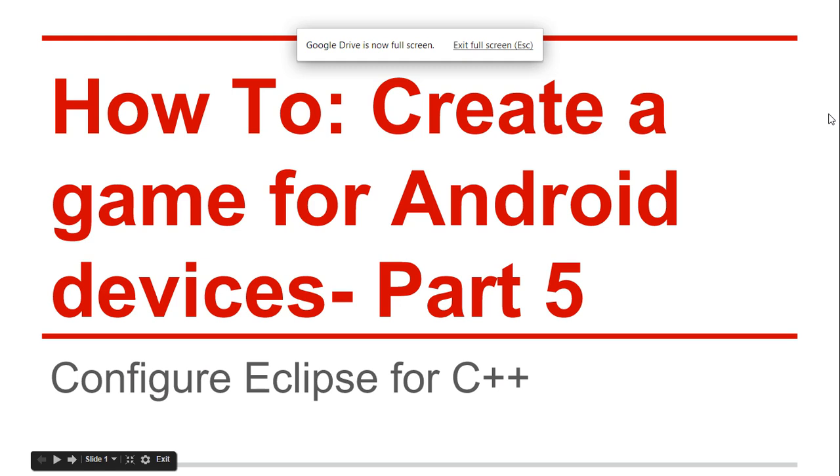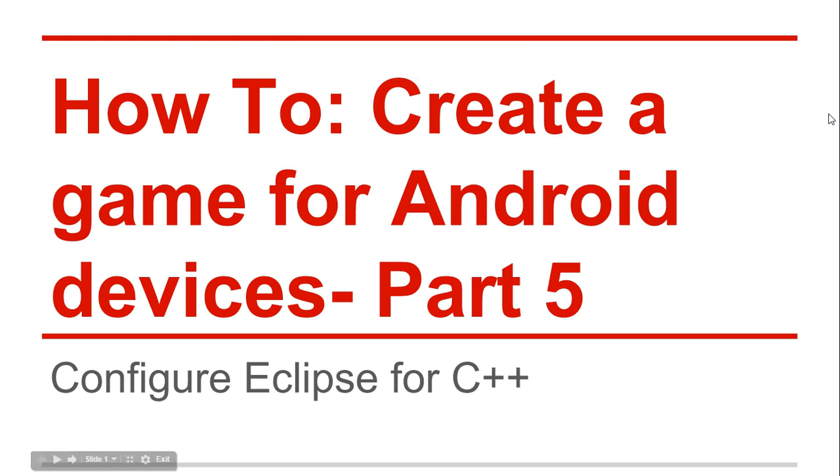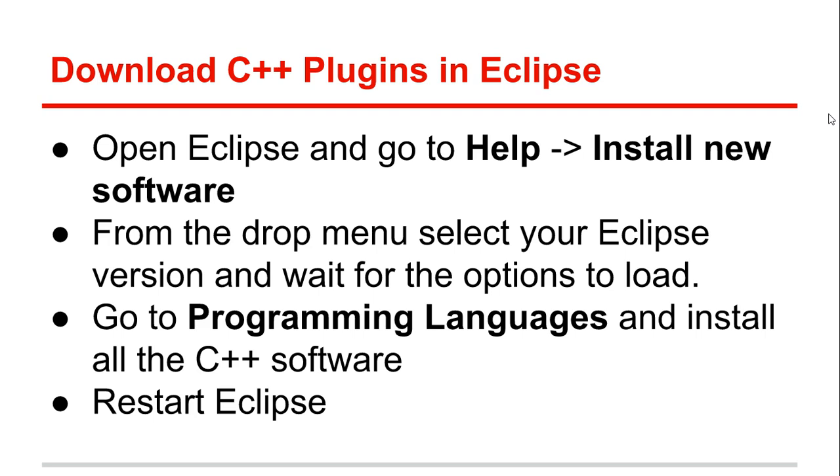How to create a game for Android devices, Part 5. In this part, we're going to configure Eclipse for C++. So, you need to download all the C++ plugins or software in Eclipse. So, open Eclipse and go to Help, Install New Software.